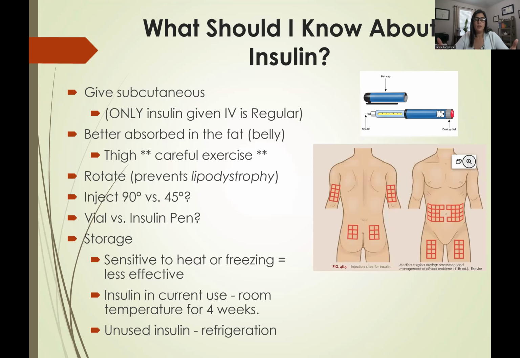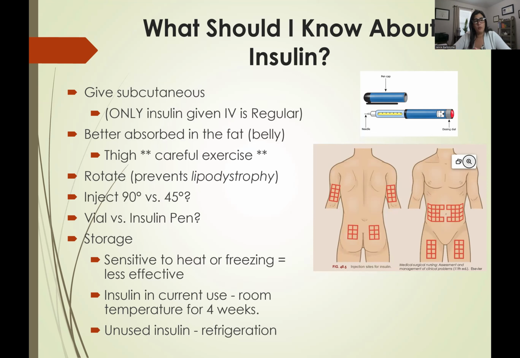Where do we inject insulin? Well, it's given subcutaneously. So in the fat, we have most fat in our belly, and that's the best absorption site for patients to receive it. However, you can give it in the back of the arm, buttocks, and thighs. Your only medication or insulin that can be given IV is regular.